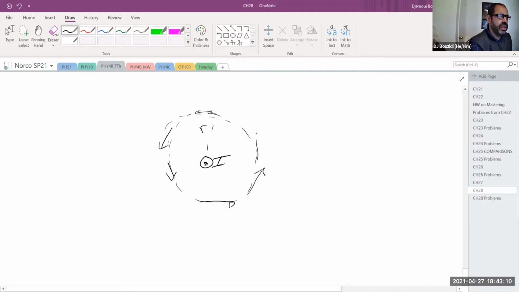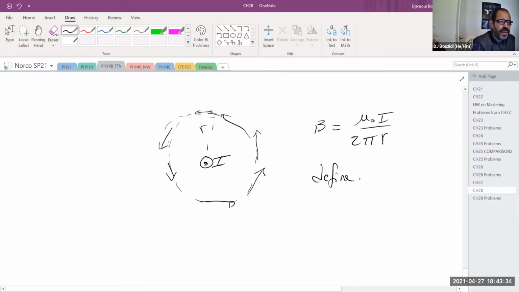It is always tangent to that circle. So the magnitude of the magnetic field, we just calculated it to be mu naught I divided by 2 pi R, where R is the radius of this circle. So this is not an area, this is a circle. I'm going to define the circulation of vector B. This is true no matter what the vector is, but in particular, it's the magnetic field, so it's going to be the circulation for the magnetic field.